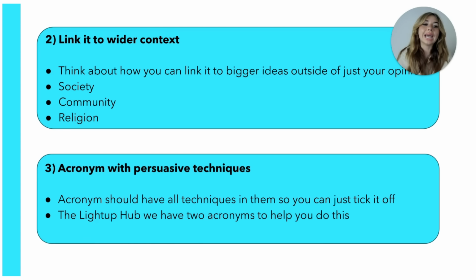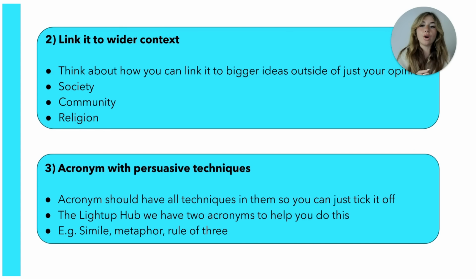And they can have persuasive techniques. Like I said, Lightup Hub already has these acronyms. It has actually 2 acronyms to help you do it. But it could have persuasive techniques like simile, metaphor, rule of 3. And by it having all in one acronym, and there'll be so many different acronyms that you can use, but you want to have one that you can trust that's got all of them in it, or the key ones that are going to help you get the marks. And then you can just tick it off.